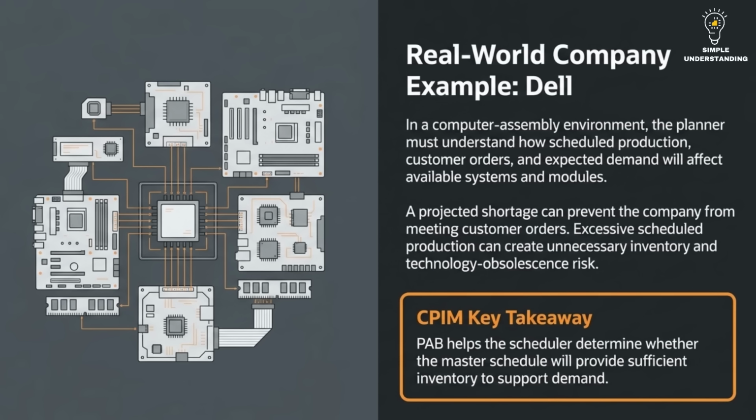Real-world company example. Dell. In a computer assembly environment, the planner must understand how scheduled production, customer orders, and expected demand will affect available systems and modules. A projected shortage can prevent the company from meeting customer orders. Excessive scheduled production can create unnecessary inventory and technology obsolescence risk. CPIM key takeaway. PAB helps the scheduler determine whether the master schedule will provide sufficient inventory to support demand.